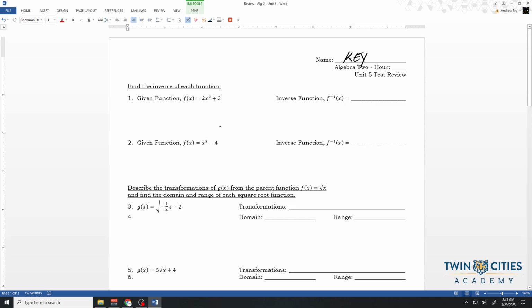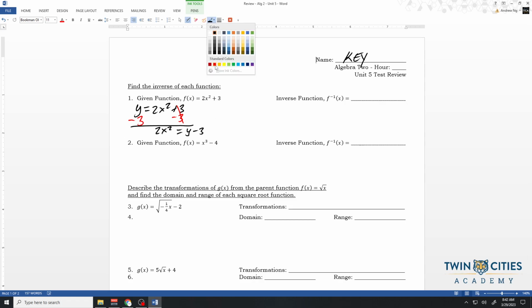Step 1, let's change f of x to y. So this will just read y equals 2x squared plus 3. Then step 2, I want to solve for x. So this means get x alone. Let's subtract 3 from both sides. So we've got 2x squared equals y minus 3. Divide both sides by 2. X squared is equal to y minus 3 over 2.